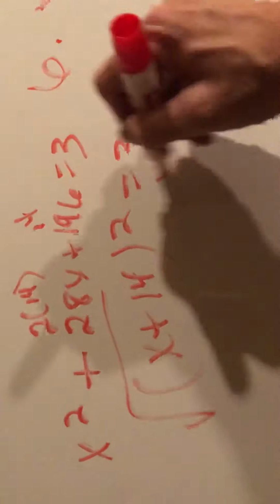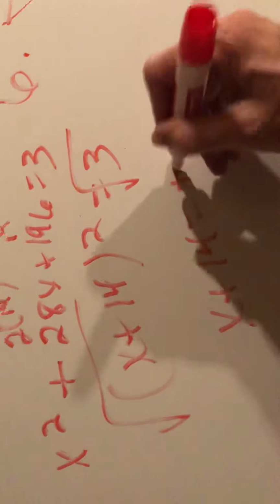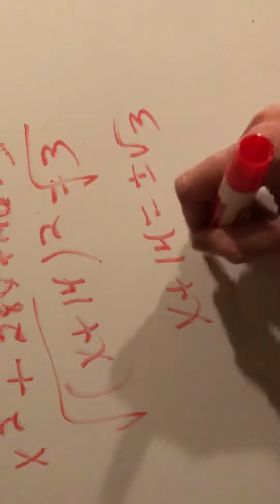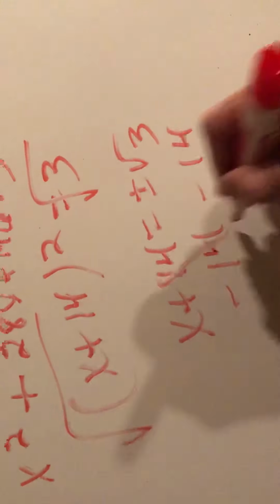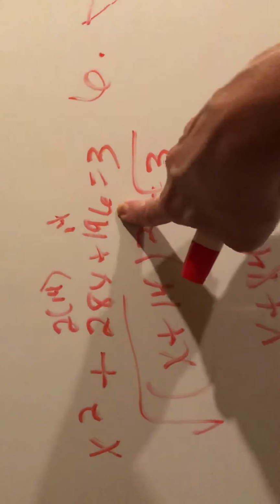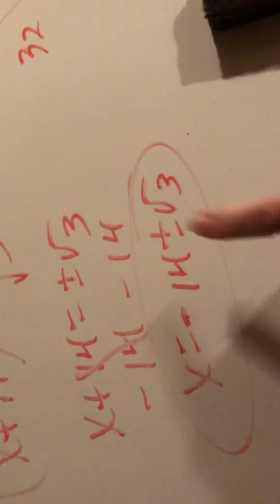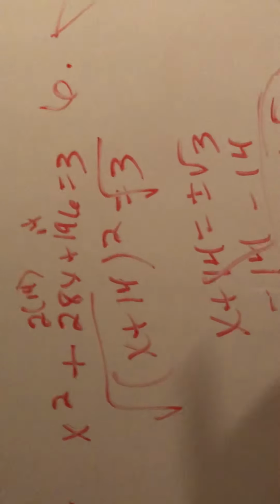So then I can just square root both sides. So that'd be x plus 14 equals plus or minus square root of 3. And then subtract 14 from both sides. So x equals negative 14 plus or minus square root of 3. Now, you could definitely move the 3 over and subtract it. Then you would have to use quadratic formula. And you would eventually get here. Or you can work it this way.